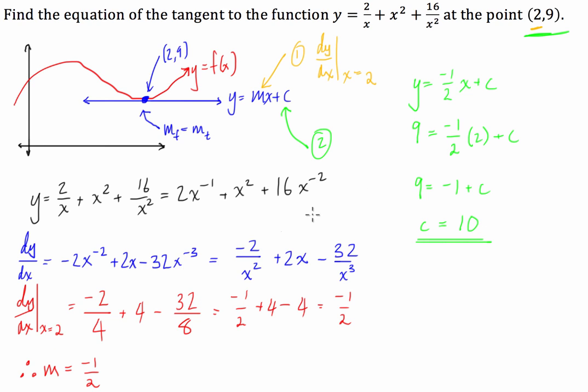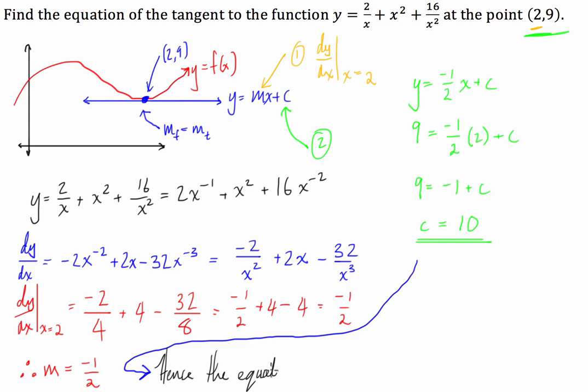Then all I do at the end is come all the way down to here, and then I'm just going to write, hence, the equation of the tangent is y equals negative 1 over 2 x plus 10. Cool.